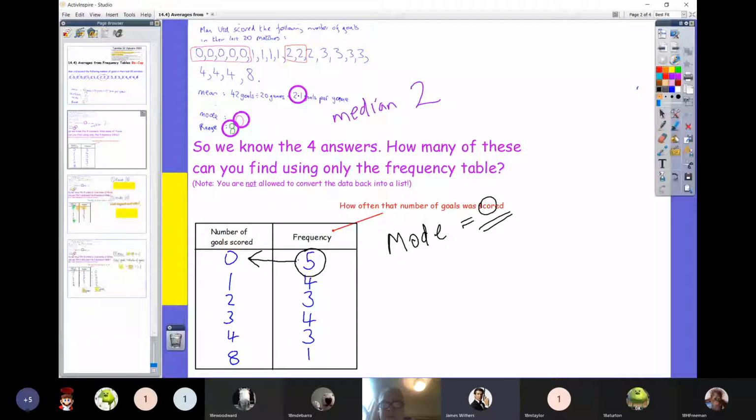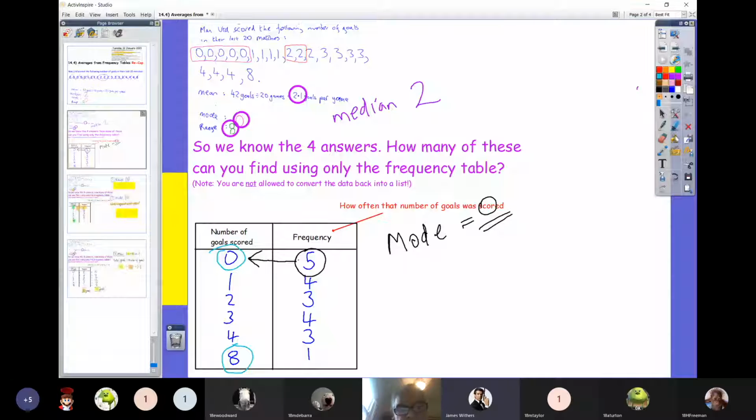Okay. Now, what about the range? The range, remember, is biggest take away smallest. Well, that's obviously easy as well. That's the biggest number of goals they ever scored, which was 8. That's the smallest number of goals they scored, which was 0. So the range is just going to be 8 take away 0. So that's easy to work out from the table. So the range equals 8 take away 0, which is 8.